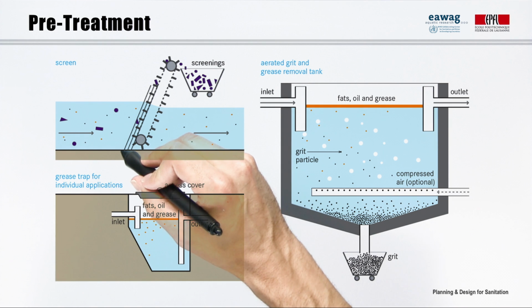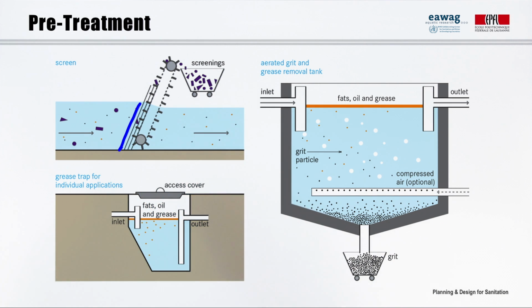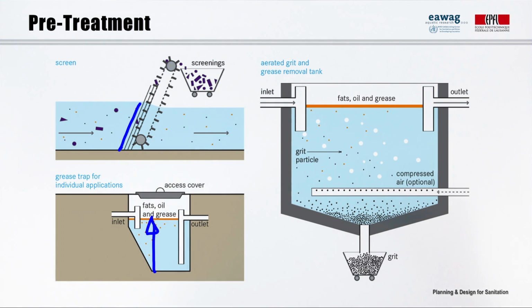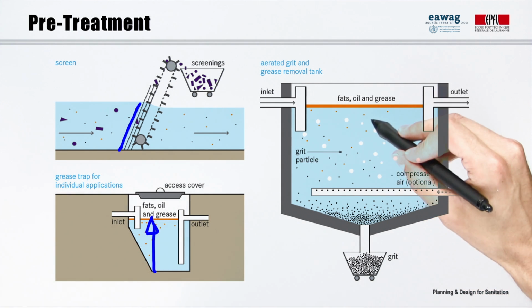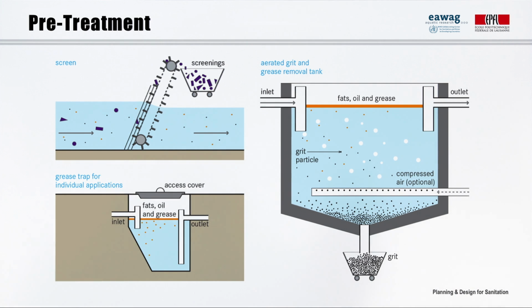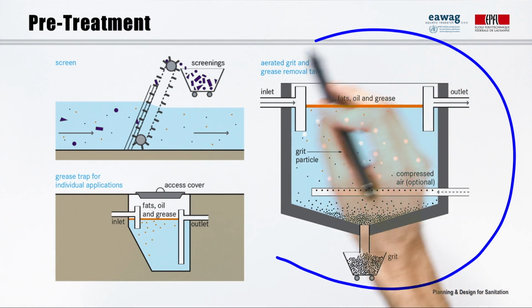Screening is used, for example, in the screens to prevent trash and coarse solids to end up in the sewerage system or the treatment plant. Flotation is used, for example, in grease traps and grease interceptors to remove the fats, oil, and grease. Finally, settling is used, for example, in the sand trap or grit chambers to remove the heavier solids. As you can see in this figure, grease traps and grit chambers can be combined in one technology.